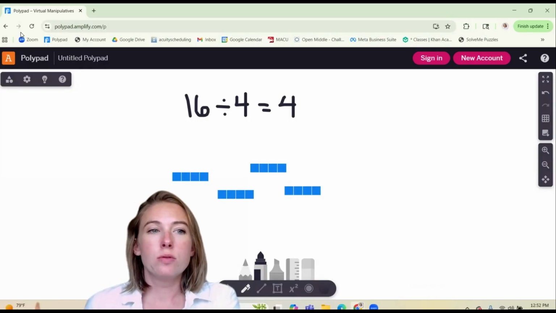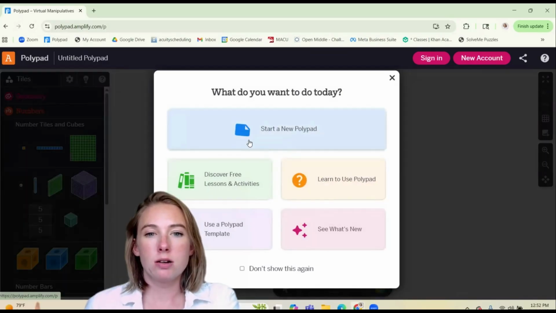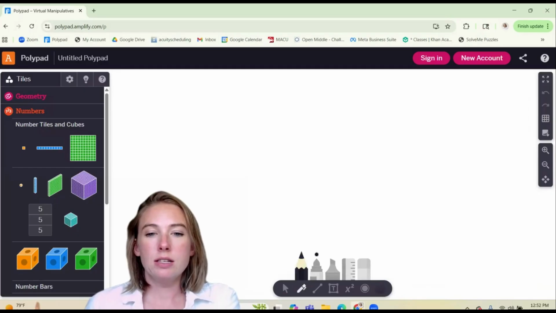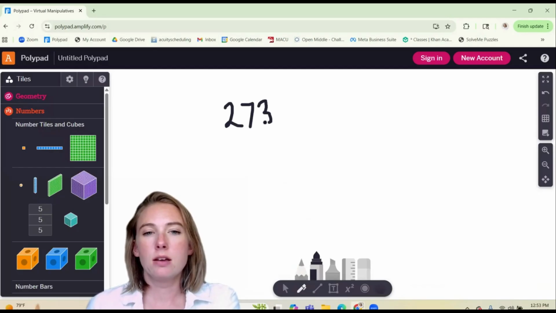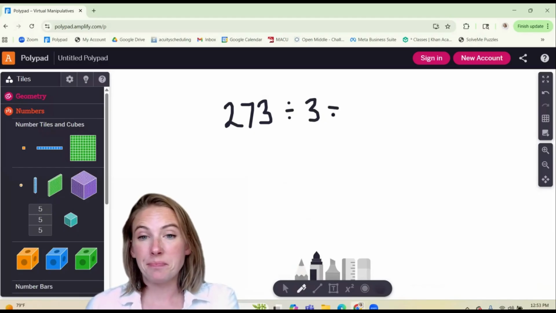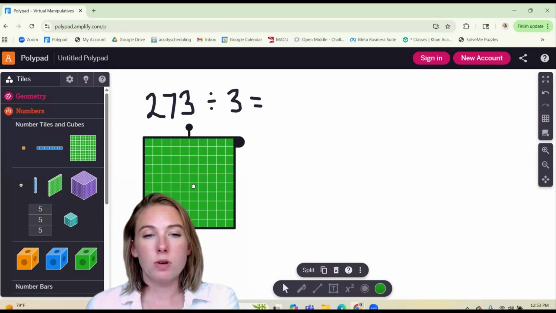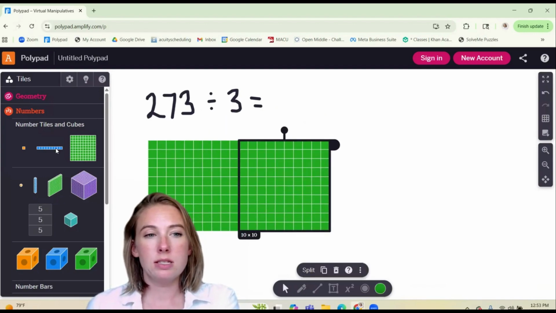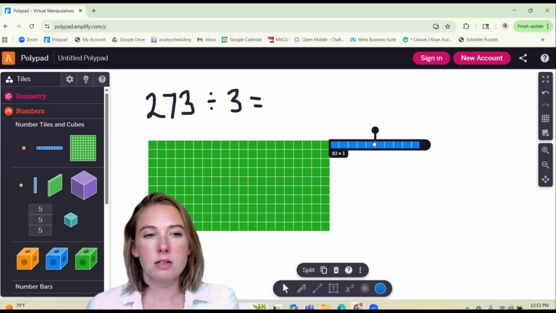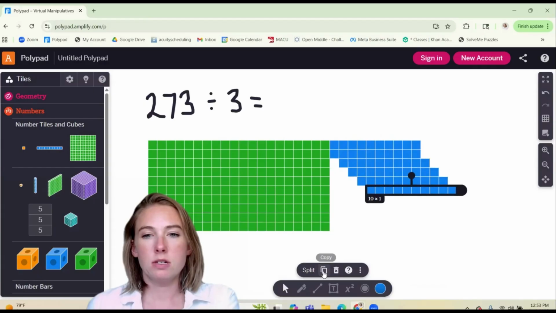I am going to make a bigger division problem. So let's do 273 divided by 3. This is a lot bigger, isn't it? I'm going to put 273 on the screen. So we have 200 and then a 70. This is going to be a lot of tens, 20, 30, 40, 50, 60, 70.